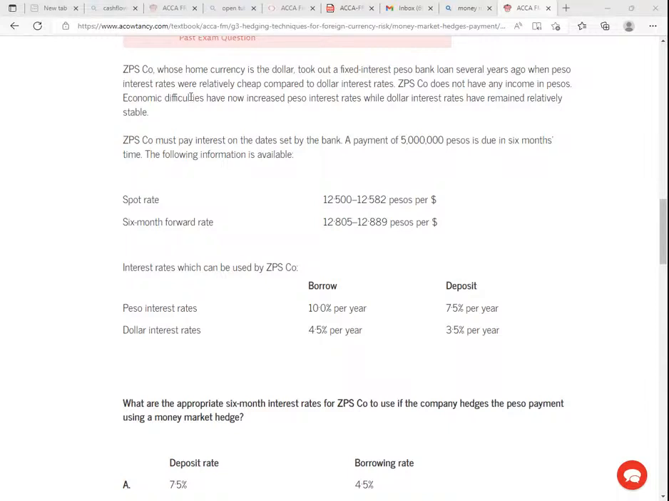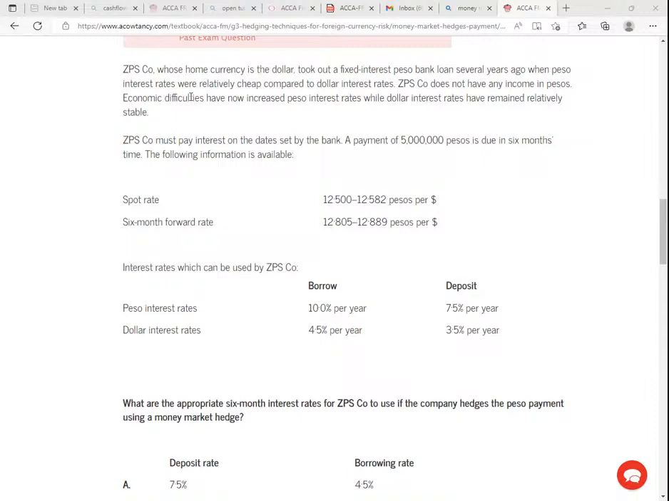The following information is available. They've given us the spot rate, the 6 months forward rate, and the interest rates which can be used by ZPS company. They're asking a very simple question: what are the appropriate 6 months interest rates for ZPS company to use if the company hedges the peso payment? The options are given there. You're going to pick only one.